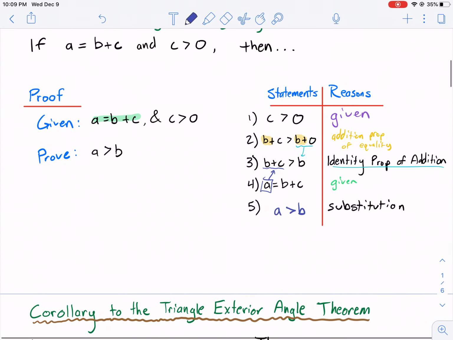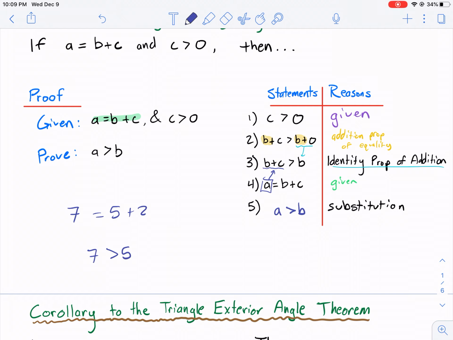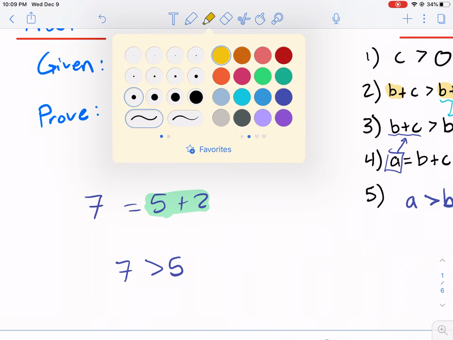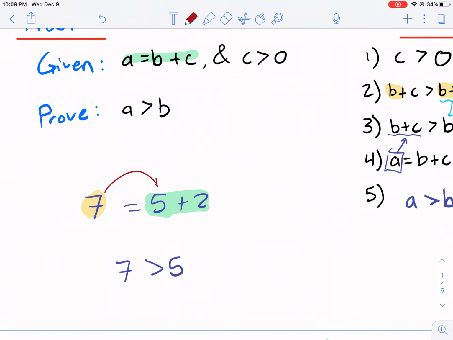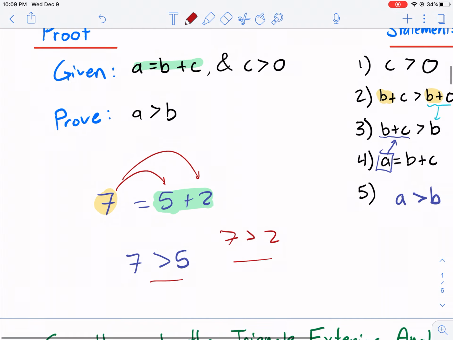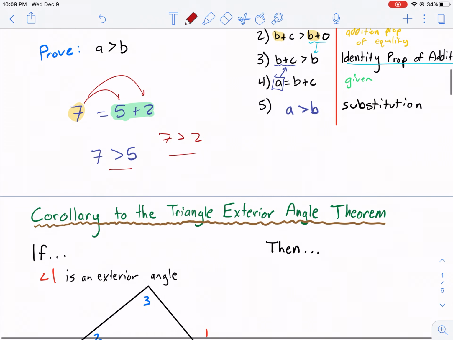Now, what is this a long way of saying? This is saying that anytime we have a number that's the sum of two other numbers, and C is bigger than 0, that means it can't be a negative number. For example, let's take 7. 7 is equal to 5 plus 2. If 7 is equal to 5 plus 2, then 7 is definitely bigger than 5. That's all it's saying. If there's a sum of numbers, okay, a sum means addition, and it equals a larger number, then that larger number is going to be bigger than the two numbers separately. So it's going to be bigger than 5, and it's going to be bigger than 2. So 7 is bigger than 5, and 7 is bigger than 2. It's pretty obvious, but it's mathematically proven.